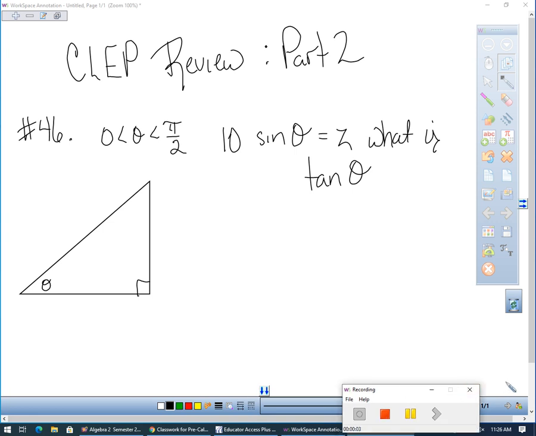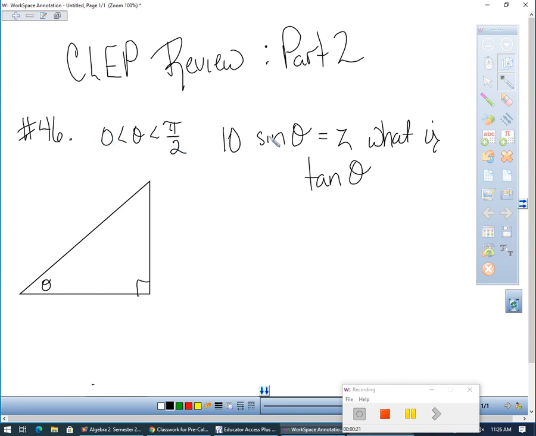Welcome back. So, we were discussing the CLEP review. The first part covered all the way up to number 45, so we're going to start on number 46. On question number 46, it is asking you to find theta, that is between 0 and pi over 2.